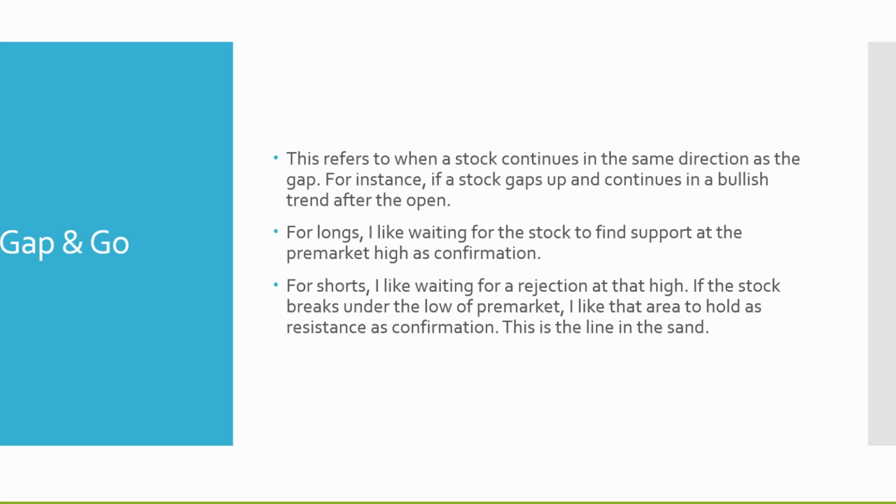When a stock holds support at that pre-market high and then continues moving up, it's confirming that move in that direction. With shorts, I like waiting for a rejection at the pre-market high. If the stock breaks under the low of pre-market, I like that area to hold as resistance as confirmation. It's kind of the same thing with the gap and go, just reverse. Instead of looking at the pre-market high with a gap down, you're looking at the pre-market low, and instead of waiting for the pre-market high to hold as support, you're looking for the pre-market low to hold as resistance in that trade.